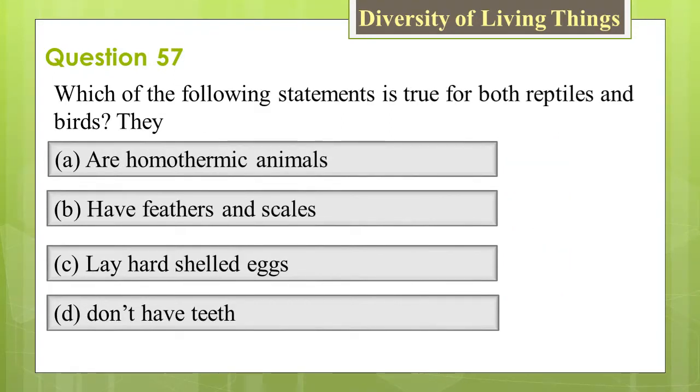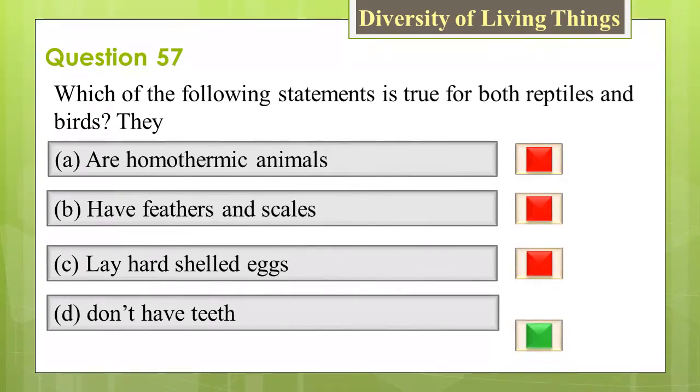Question 57. Which of the following statements is true for both reptiles and birds? They, A, are homothermic animals. B, have feathers and scales. C, lay hard-shelled eggs. D, don't have teeth. Which of the following alternatives is the correct alternative? The correct alternative is D, don't have teeth.